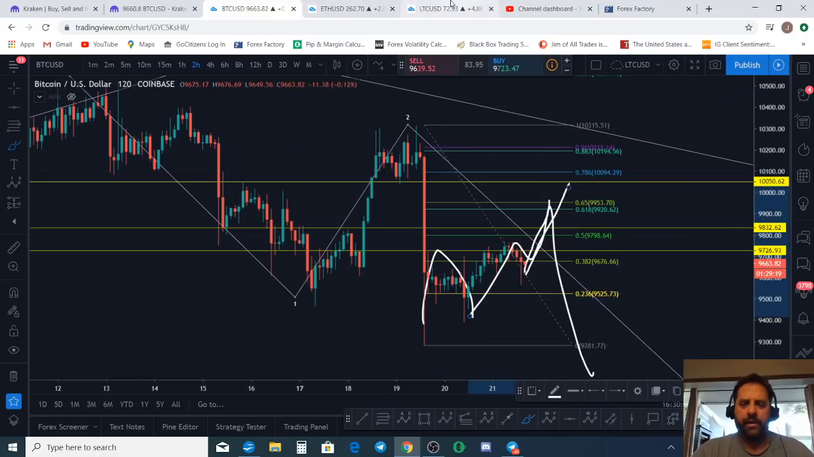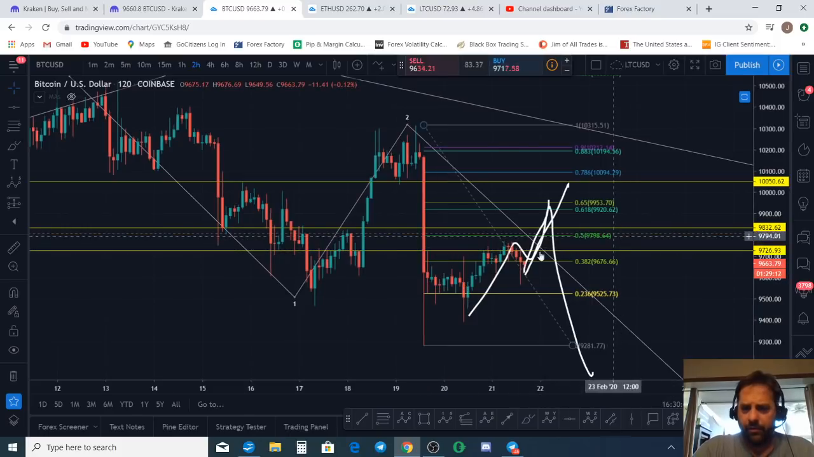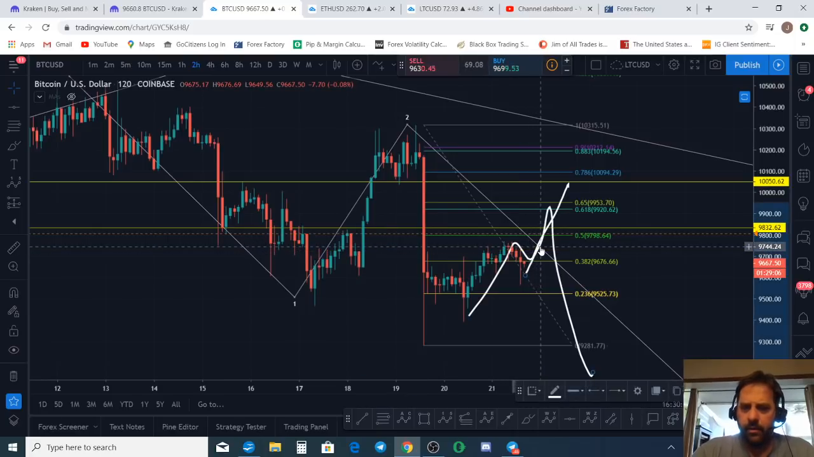The difference between a WXY and ABC is that ABC is a 5-3-5, whereas a WXY is a 3-3-3. So everything's in three waves. Okay, so that matters.